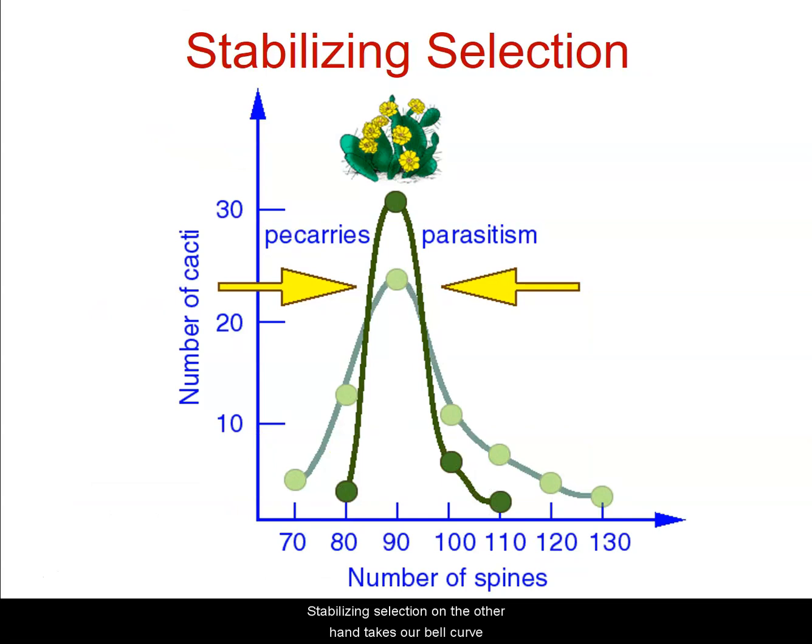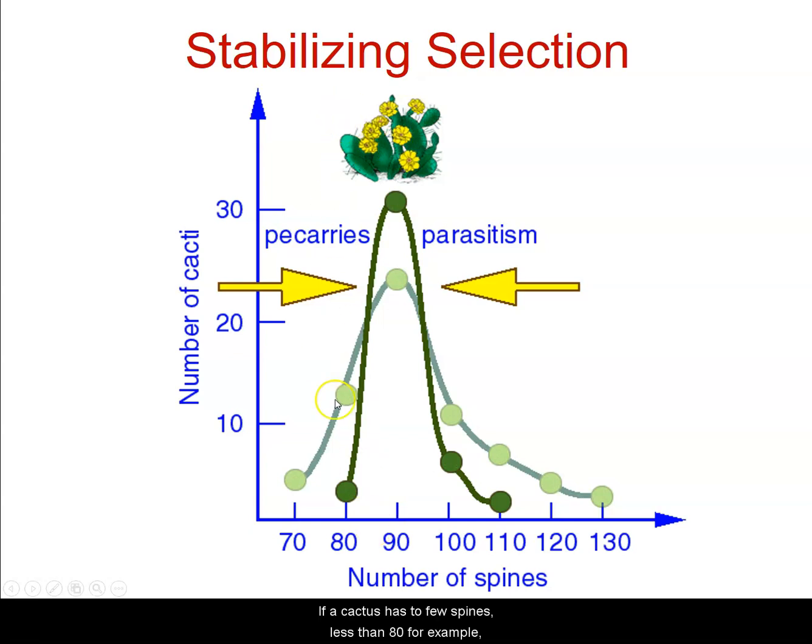Stabilizing selection, on the other hand, takes our bell curve and the environment selects for the intermediate phenotype. So the extremes disappear, but the intermediate phenotype remains. There are very few individuals at each extreme relative to even more being at the intermediate. So in this example here, we're looking at a particular type of cactus. So the number of cacti, the frequency of cacti here on the Y, and the number of spines on the X. And as you know, cacti have spines.